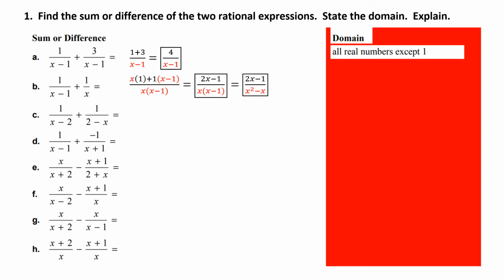Truth be told, we're probably going to stick with the first boxed answer first, because look at our domain. It's anything except 0 and 1. When we leave it in factored form, it's a little bit easier to discern that.